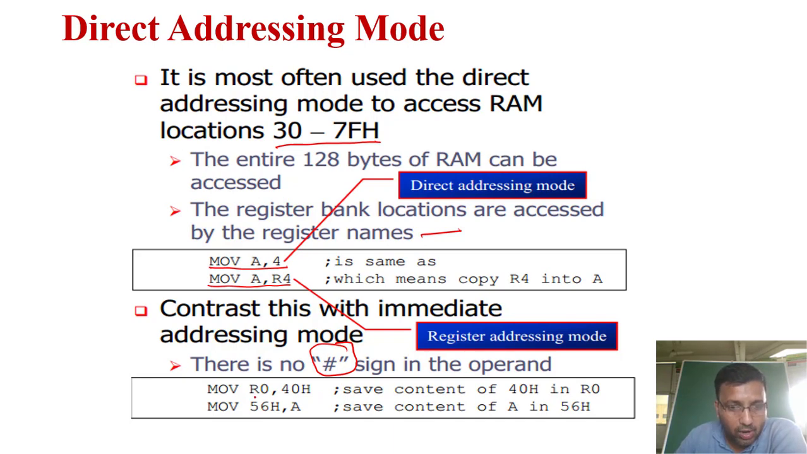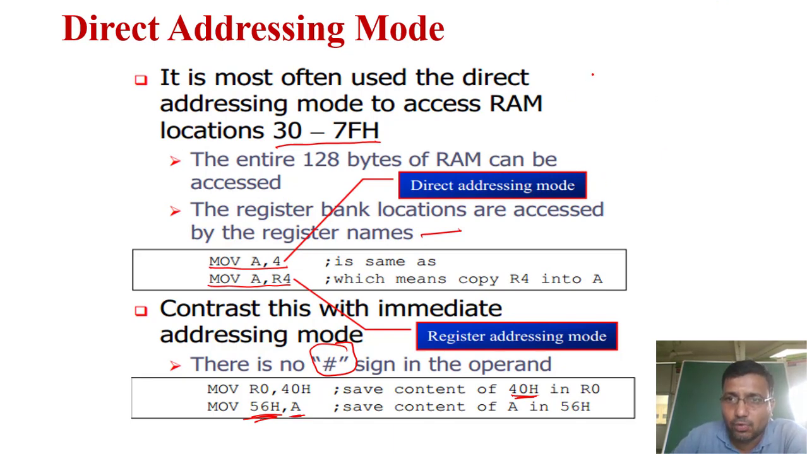So we can have MOV R0, 40H. This saves the content of 40H into R0. So we can have MOV 56H, A. This will move the contents of the accumulator to the address 56H. So this is about direct addressing mode.